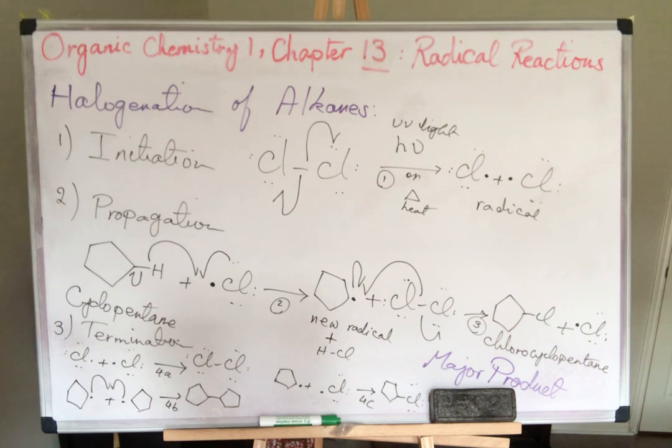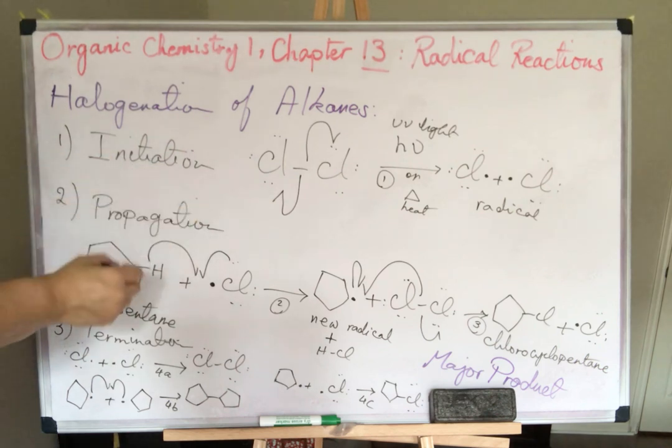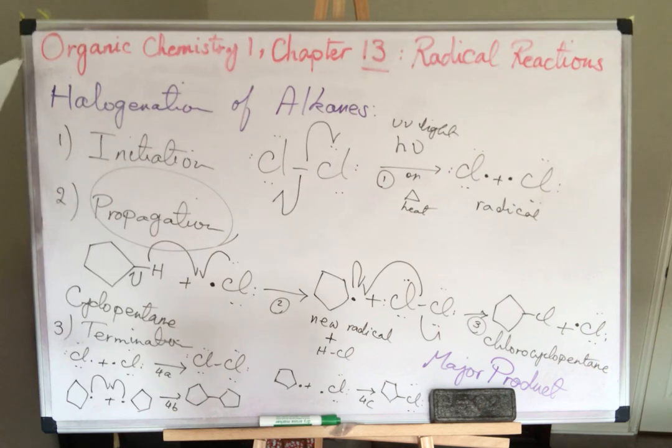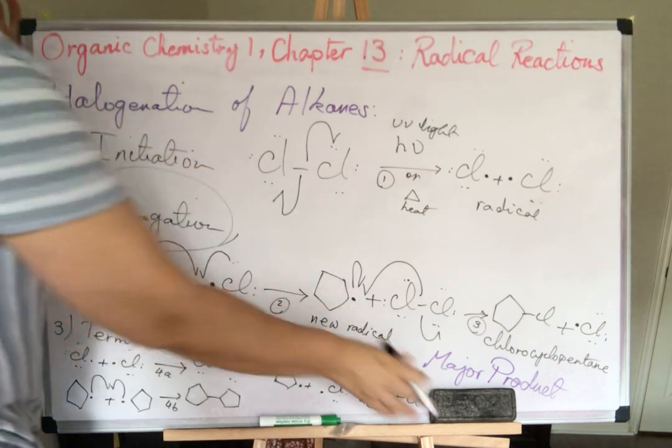Okay, so these are the three main steps: initiation, propagation, and termination. The major product will be formed in the propagation step. The minor products, the byproducts, will be forming in the termination step. Okay, make sure you learn it well.